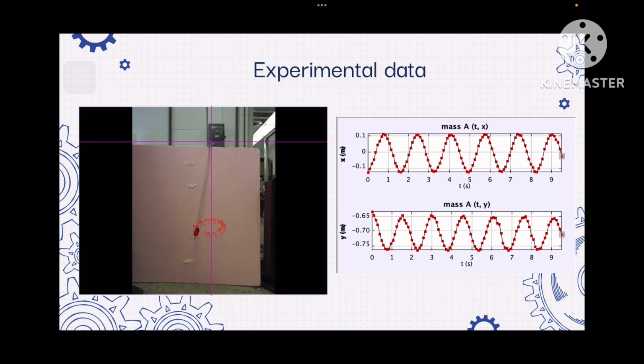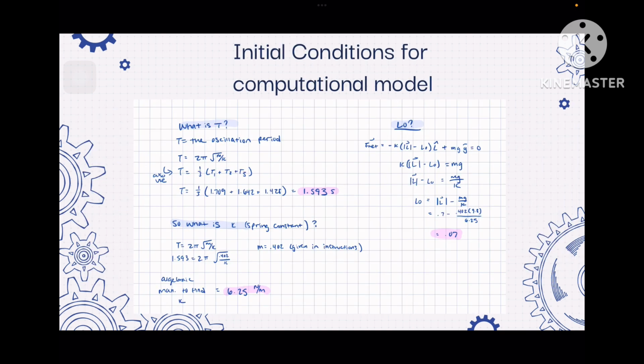Alright, so the experimental data. After setting all the points in Tracker of the spring mass system in motion oscillating, a graph with x position versus time and y position versus time is displayed, both showing an oscillating sine wave pattern as seen in the slide. Before getting started on the computer code, there are some variables we need to solve for using Tracker data, like T and k.